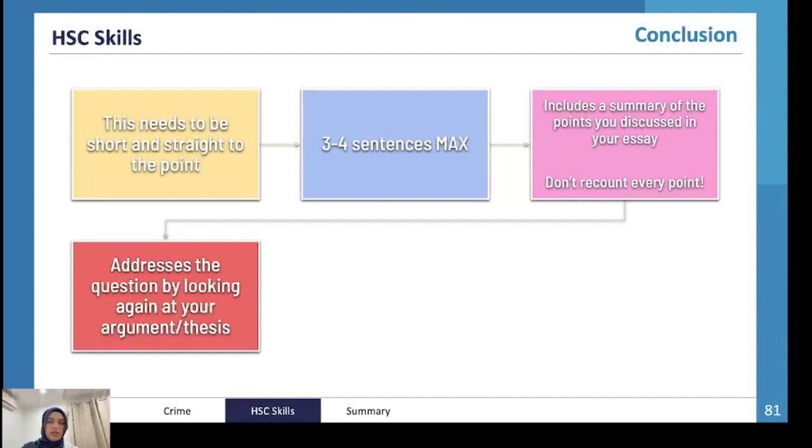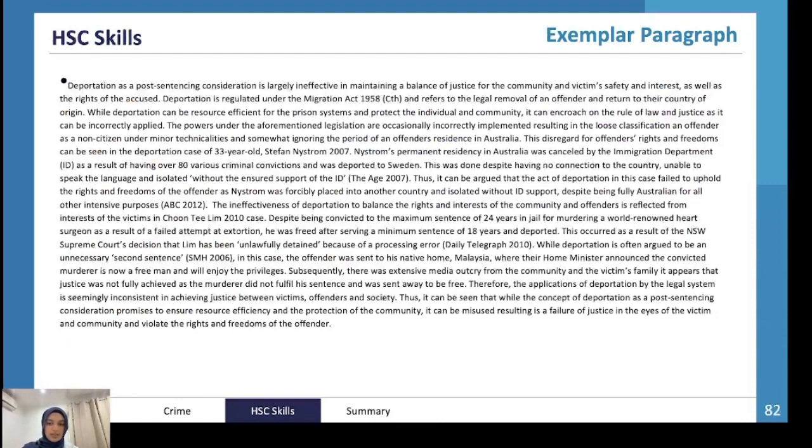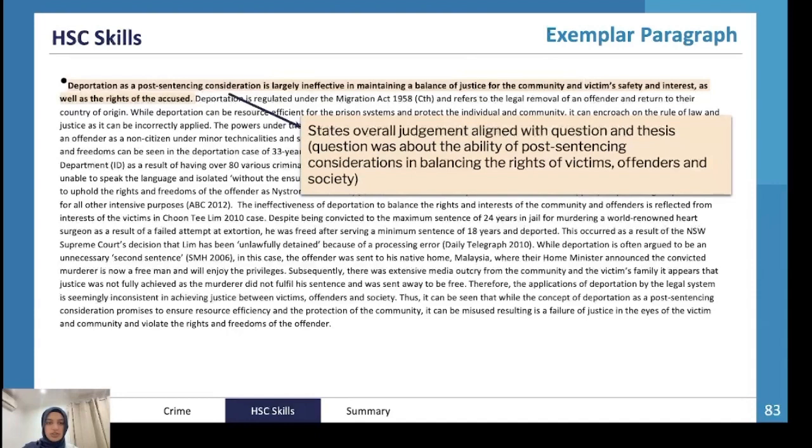So here is an exemplar paragraph. I'm not going to read it all, but essentially, if you are really keen on just having a read through, because I'm going to break it down into smaller sections, just pause the video here and have a bit of a read. So starting off, we've got the overall judgment, which aligns with the question and the thesis. The question was about the ability of post-sentencing considerations in balancing the rights of victims, offenders, and society. So here it says deportation as a post-sentencing consideration is largely ineffective in maintaining a balance of justice for the community and the victim's safety and interest, as well as the rights of the accused.